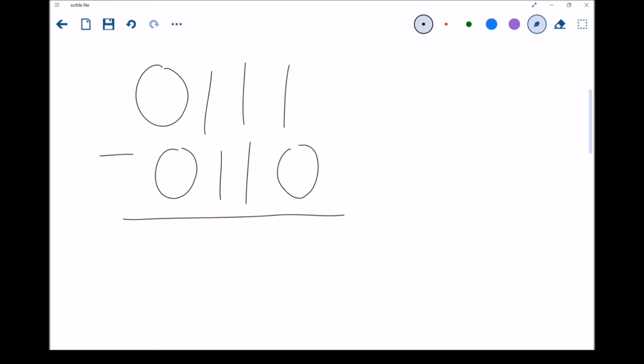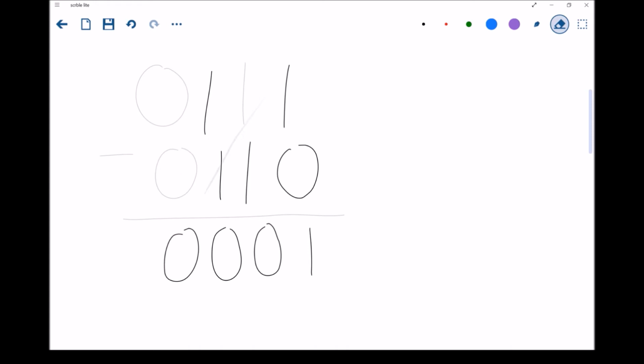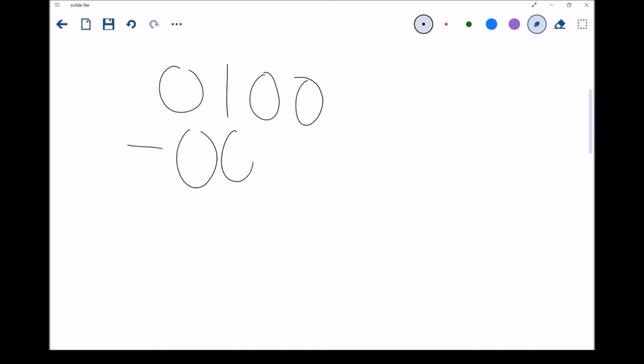So of course 0 minus 0, that's just 0. 1 minus 1 is also 0. 1 minus 1, also 0. 1 minus 0, of course we have 1. So here we have 0, 0, 0, 1. Next, let's start with a slightly more difficult example. 0, 1, 0, 0, minus 0, 0, 1, 0.